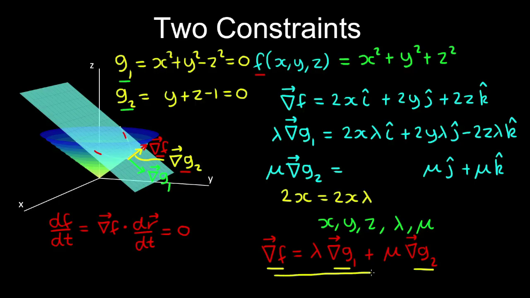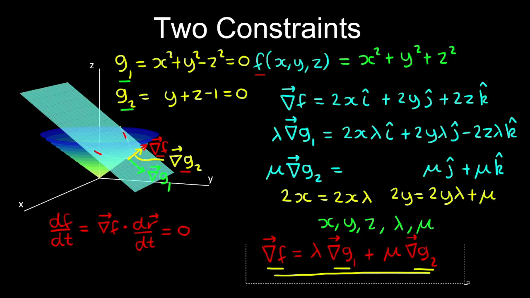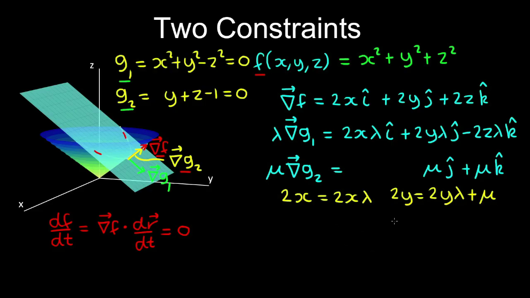So that's according to this equation. And the j components give 2y is equal to 2y lambda plus mu. And for the z components, we get 2z is minus 2z lambda plus mu. Now we're looking for values of x, y, and z, and the two Lagrange multipliers that satisfy these three equations and these two constraint equations at the same time.